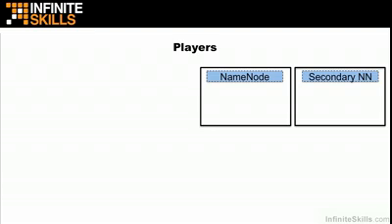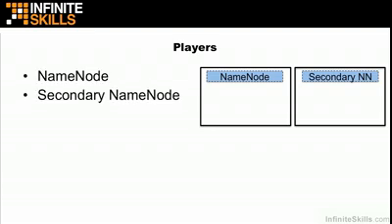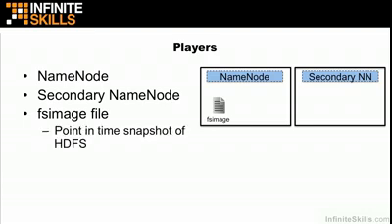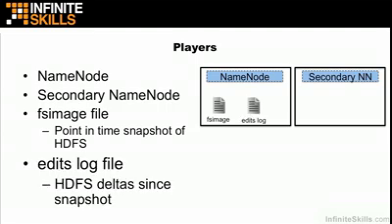First of all, let's introduce the players. We have the name node and the secondary name node. We have an fsimage file, which is a point-in-time snapshot of HDFS, and we have an edits log file, which is the deltas since that snapshot.